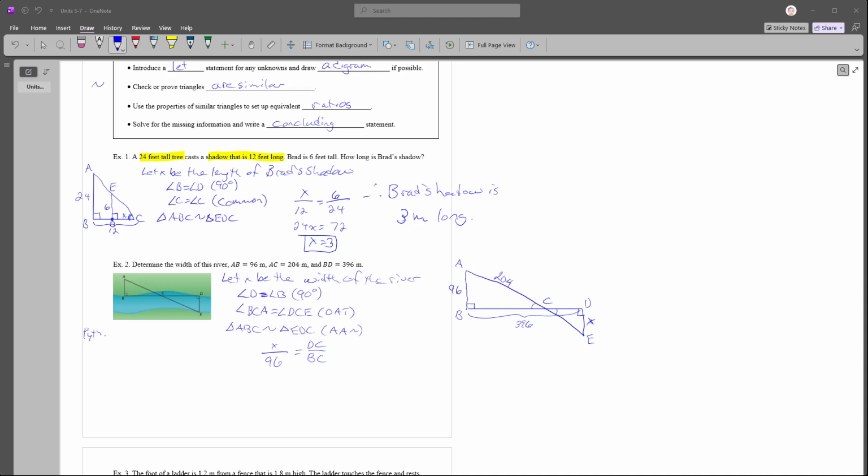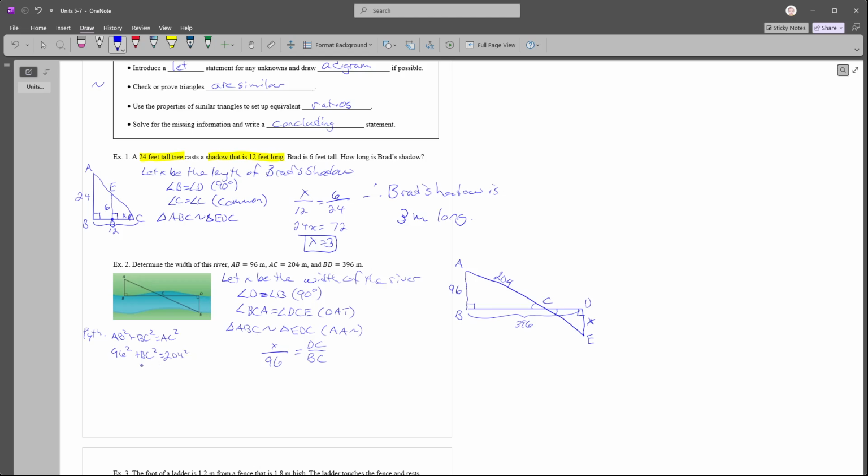Now, if we think about the Pythagorean theorem, it's a squared plus b squared is equal to c squared, where c squared is the hypotenuse. So that would mean that we have AB squared plus BC squared is equal to AC squared. Now let's fill in the information we know. We know AB is 96, and that's going to be squared. We don't know BC because that's what we're actually trying to calculate, so we'll just leave that alone. And AC squared is 204 squared.